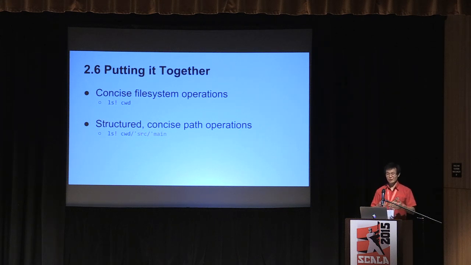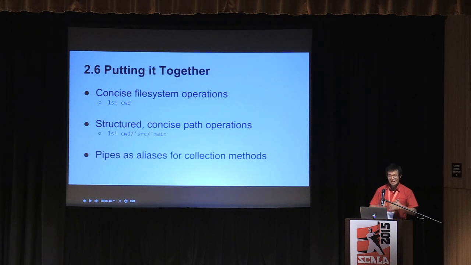So you don't need to worry about, oh, when I combine it, do I need to add a slash in between the two paths or not? You just use slash and it combines in the correct way. And it gives you pipes as aliases for collection methods. And that's where things get interesting.